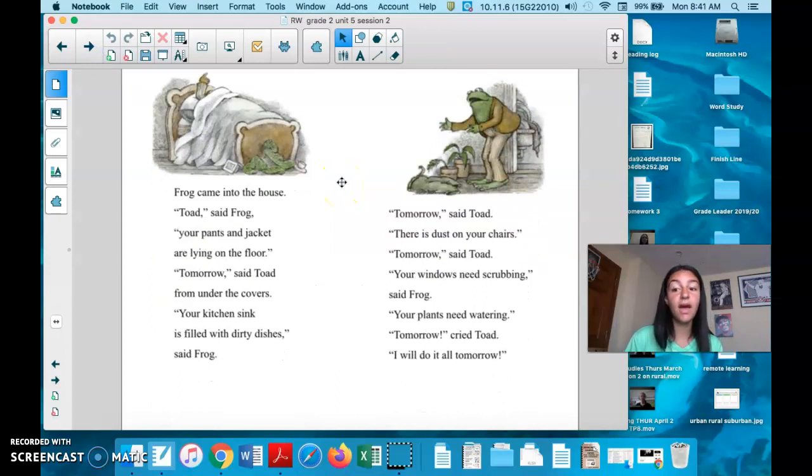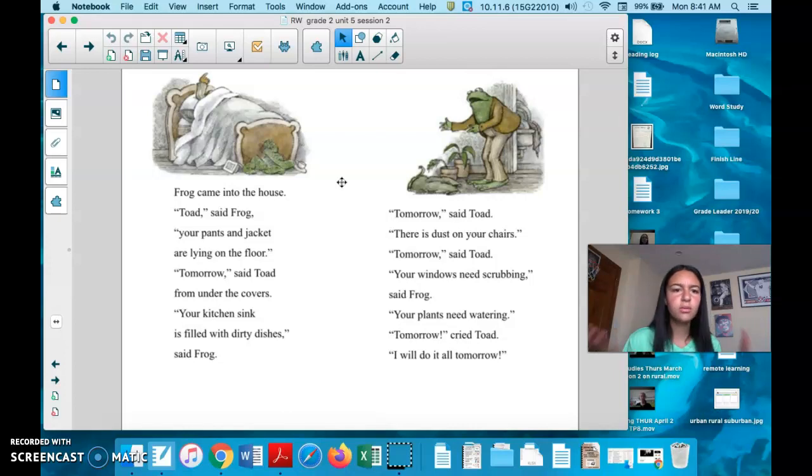So remember, the problem is the house is a mess. Frog came into the house. Toad, said Frog, your pants and your jacket are lying on the floor. Tomorrow, said Toad, from under the covers. Your kitchen sink is filled with dirty dishes, said Frog. Tomorrow, said Toad. There's dust on your chairs. Tomorrow, said Toad. Your windows need scrubbing, said Frog. Your plants need watering. Tomorrow, cried Toad. I will do it all tomorrow. So now I want us to stop. Think, how did Frog react to this problem?